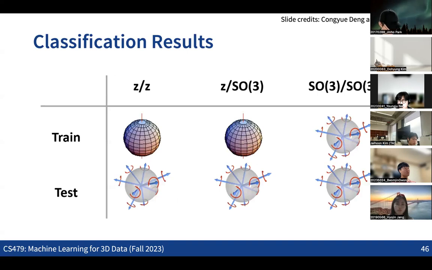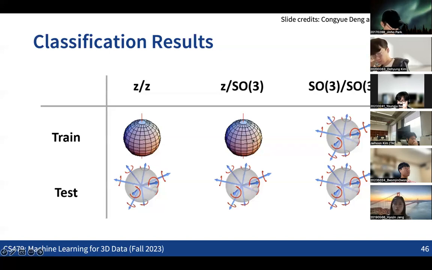So there are 3 experiments. It's a classification. The first case is basically rotating 3D models arbitrarily with some rotation along the z-axis, and then we are rotating 3D models along the z-axis both in the training time and the test time. So this is one case. The other case is that we are rotating the 3D models with arbitrary 3D rotations both in the training and the test time.